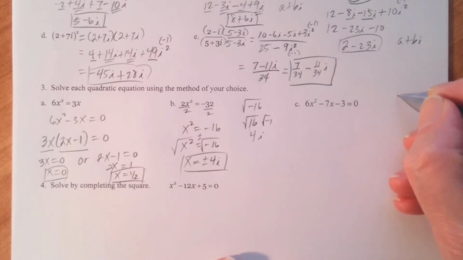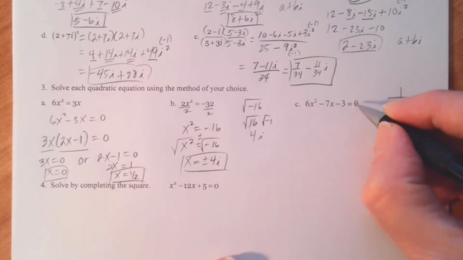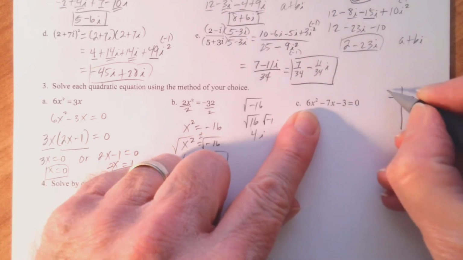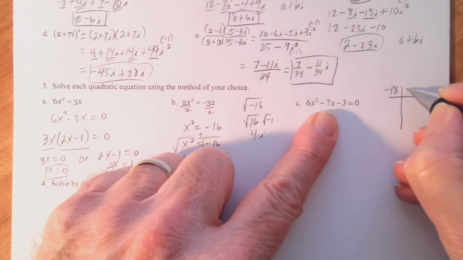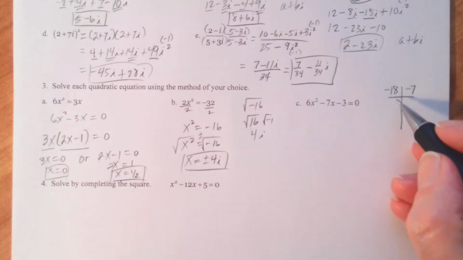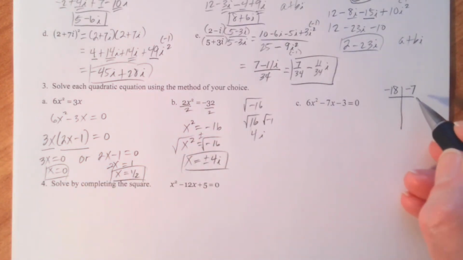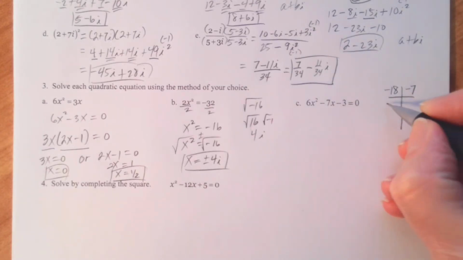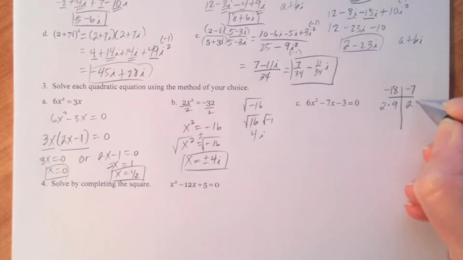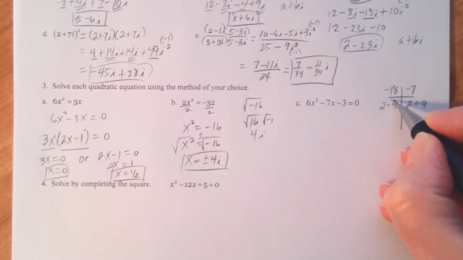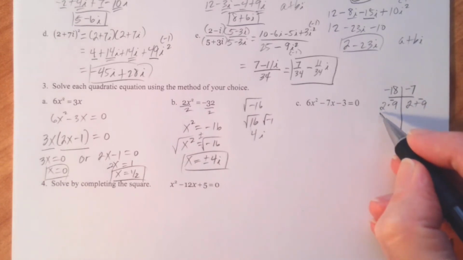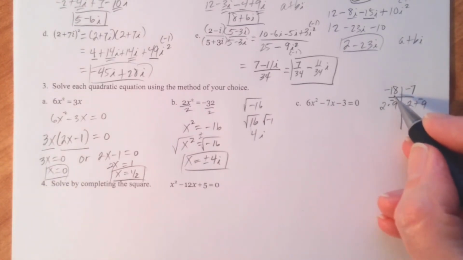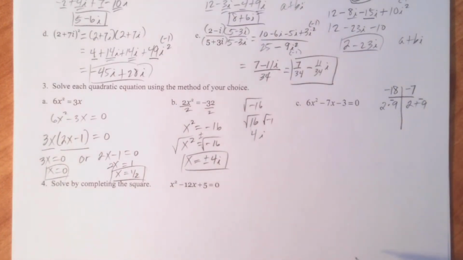So we need 2 numbers that multiply to AC, which is negative 18. And our B term is negative 7. So these two numbers multiply to negative 18 and add to negative 7. Now you may want to stop the video and see if you can do this one if you haven't already tried it. The numbers at work here are 2 and 9. One of those has to be negative, and since they add up to a negative 7, it's got to be the 9. So notice 2 times negative 9 is negative 18, and 2 plus negative 9 is negative 7.